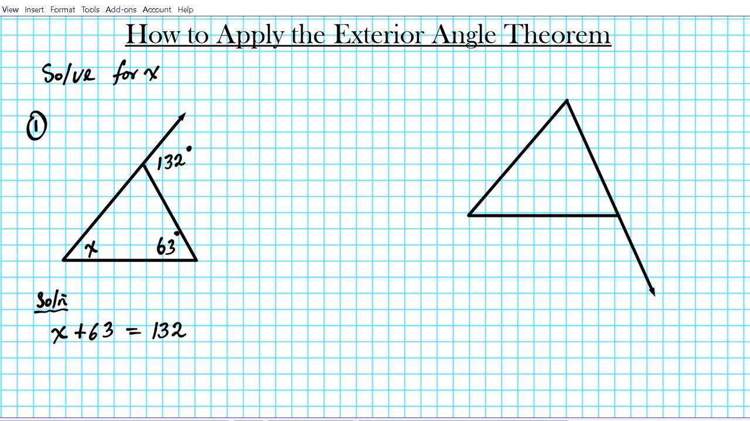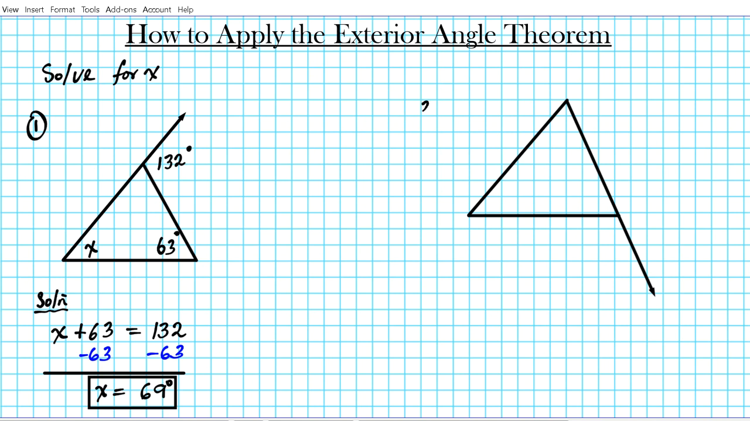So to get x isolated, which is the goal, we'll just simply subtract 63 from both sides of the equation. And then when we do that, we're going to end up with x is equal to, and then you can borrow one here, 12, 9. 12 minus 6 is 6. X, the measure of this angle right here, is 69 degrees. Okay, so that's the answer to question number 1.